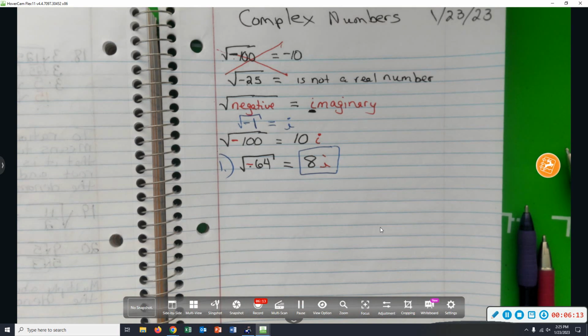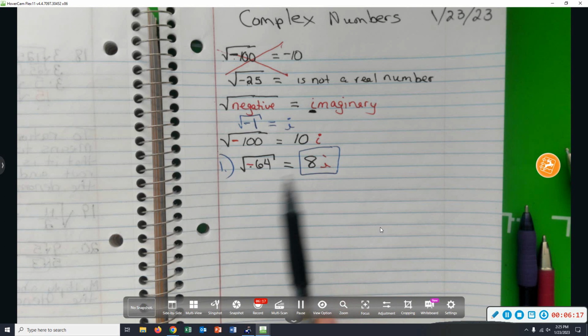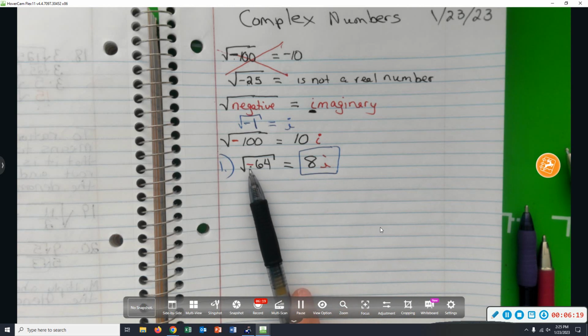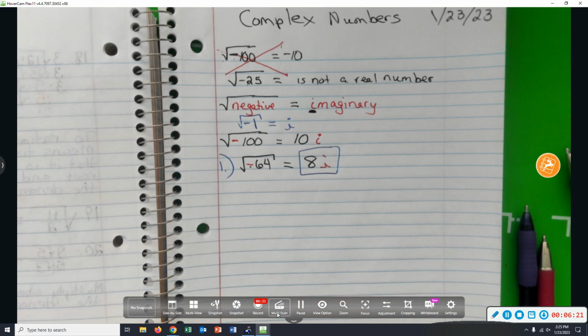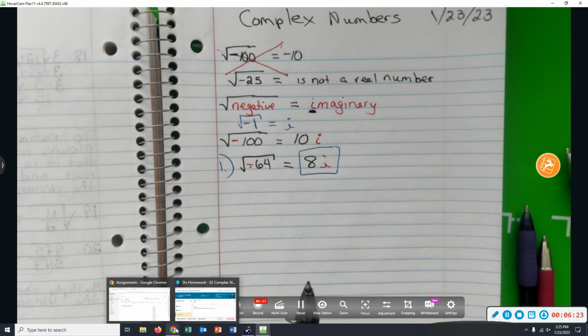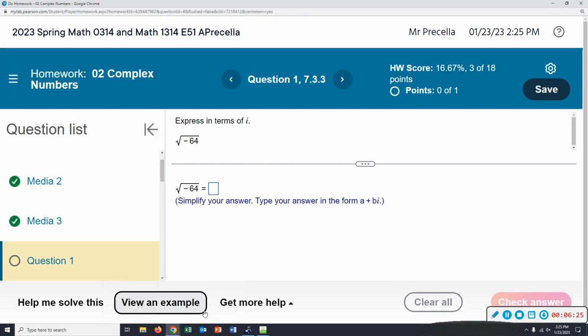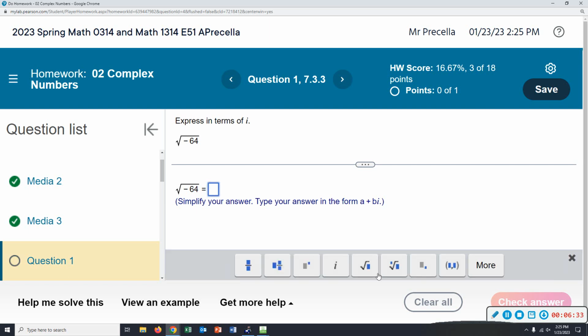The square root of 64 is 8. Since the number under there was negative, we attach the imaginary unit. To simplify the square root of a negative number, simplify it as if it were positive, but then stick an i on it. Okay? So I'll click here, and at that point I'll get all my little toolbars, including an i. I'll just use this i on the keyboard. 8i.